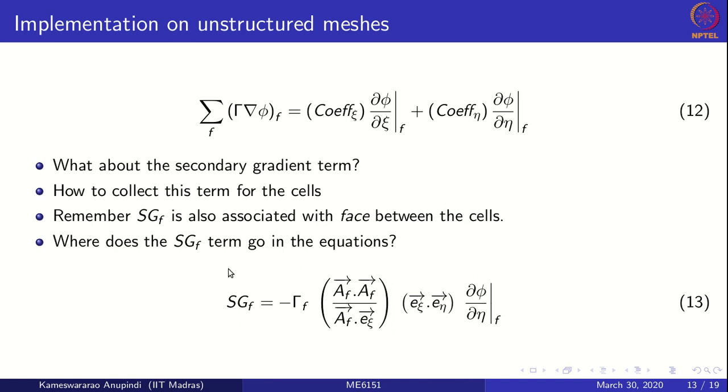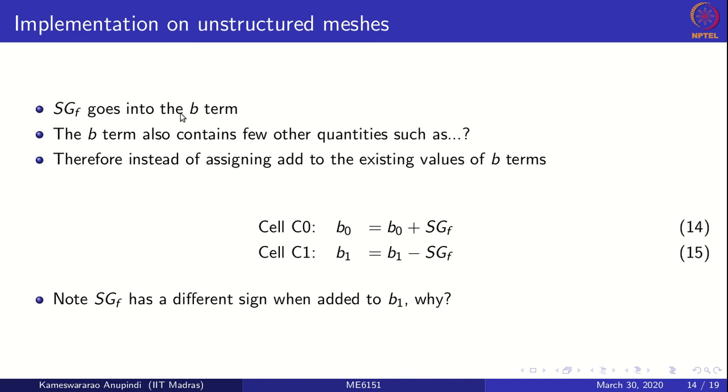Okay, so where does the secondary gradient term go in the equations? We know the secondary gradient is minus gamma f, Af dot Af by Af dot xi, times xi dot eta, partial phi partial eta at f. Now where does the secondary gradient term go? Does it go into the matrix A? No, it doesn't. It goes into the right-hand side, that is the B term. Okay, fine. So SGF goes into the B term.